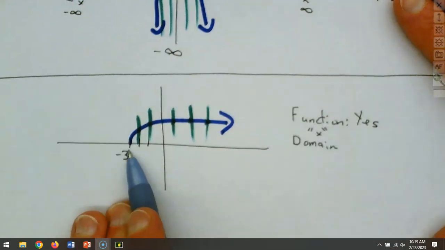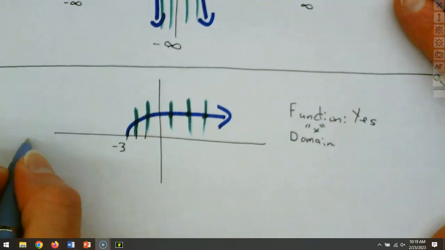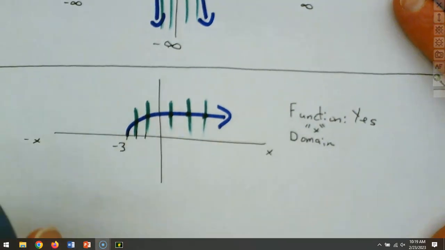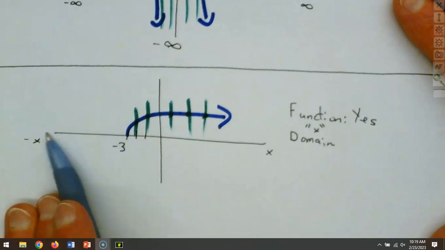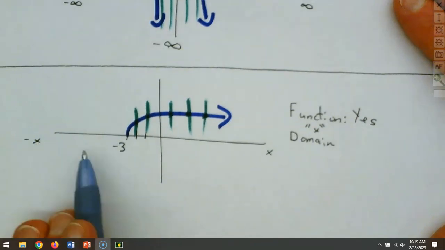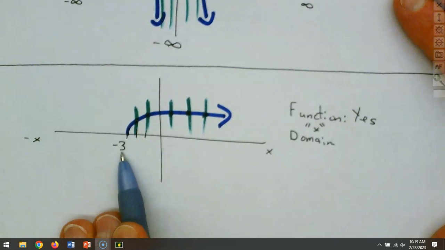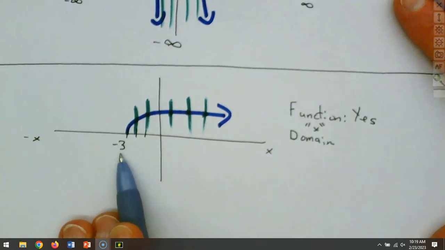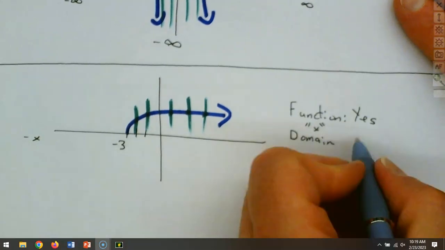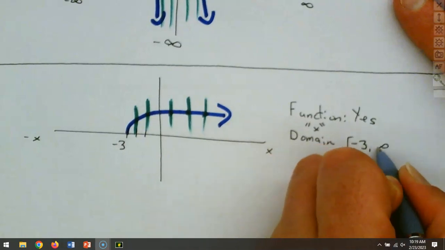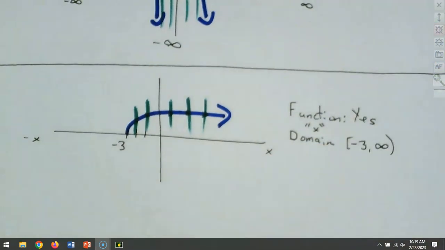The domain. Domain is the values of x. Remember, this is your negative x, and this is positive x here. Now, does it go back in this direction at all? No. Where does it start at on the x-axis? Yeah, negative 3, right? Got it labeled here, negative 3. And where does it go to? Yep, positive infinity, right? What about the range?